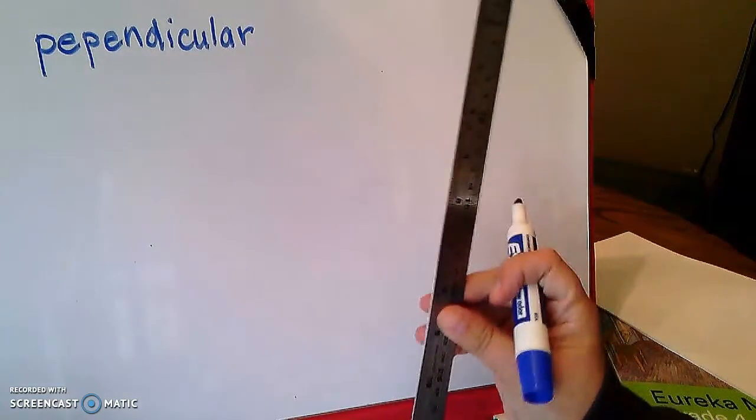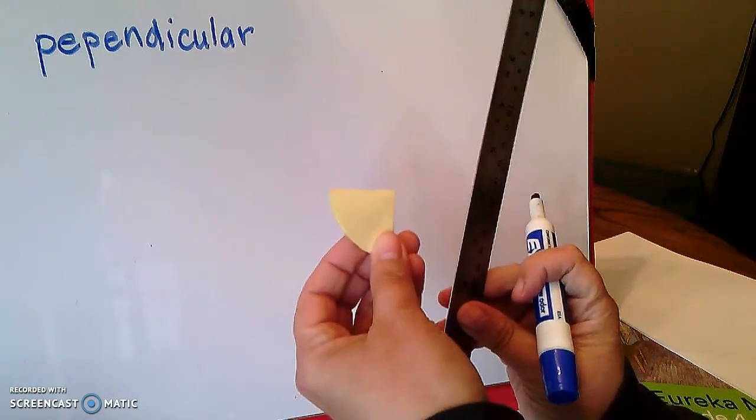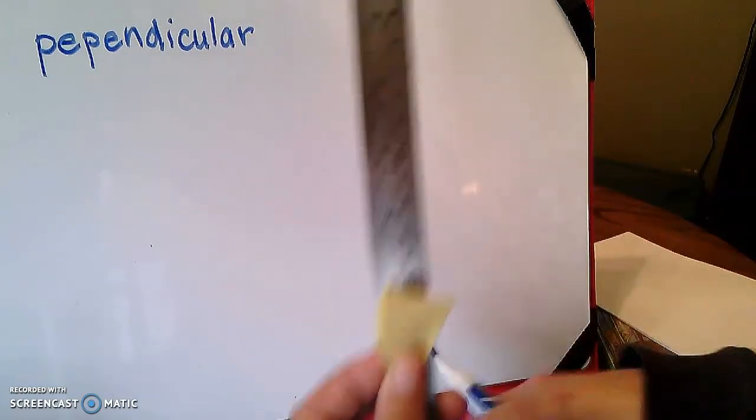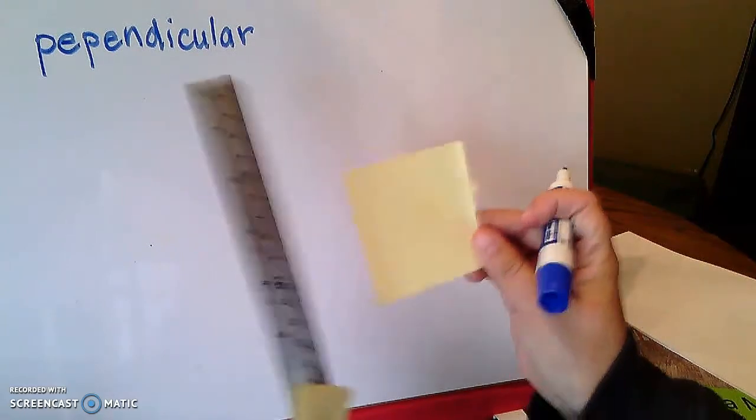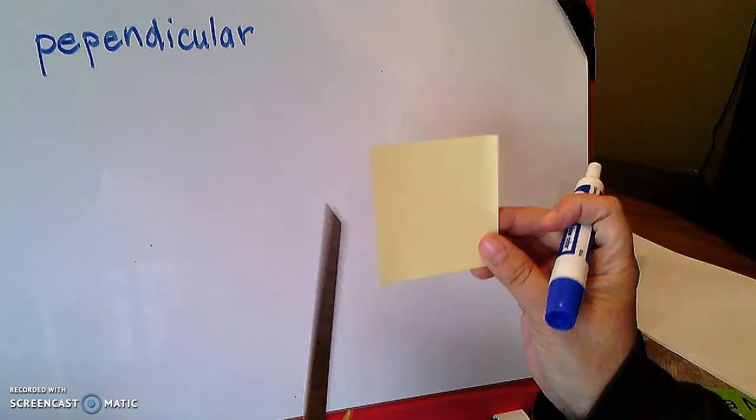Okay, I forgot to mention you are going to need a straight edge for this. You're going to need your right angle template. If you don't have one that's made from a circle, then just find yourself a nice square cornered piece of paper that you can use as a template.